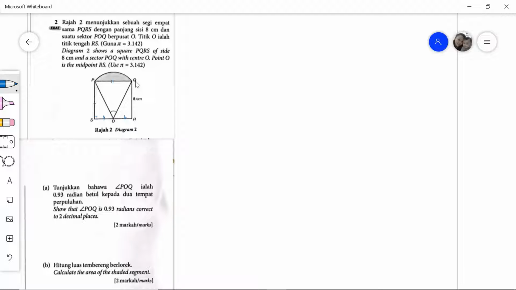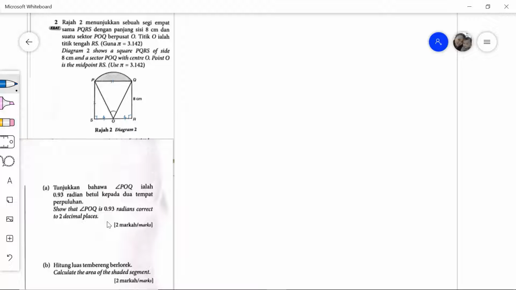And we have a right angle here, a right angle triangle. And then we have the sector POQ, with center O. So we have to show that the angle of POQ is 0.93 radian, correct to 2 decimal places.